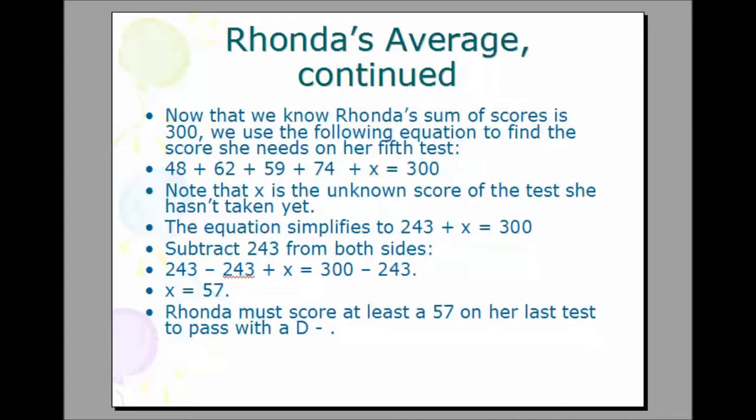Remember, we take her original 4 scores that we know, 48 plus 62 plus 59 plus 74, plus x, which is the unknown value of her 5th test. The equation simplifies to 243 plus x equals 300. Subtract 243 from both sides. When we do that, we get x equals 57. Therefore, Rhonda must score at least a 57 on her last test in order to pass with a D-.